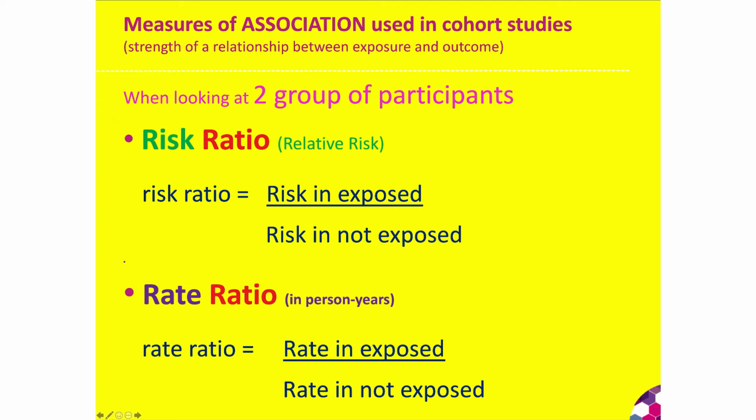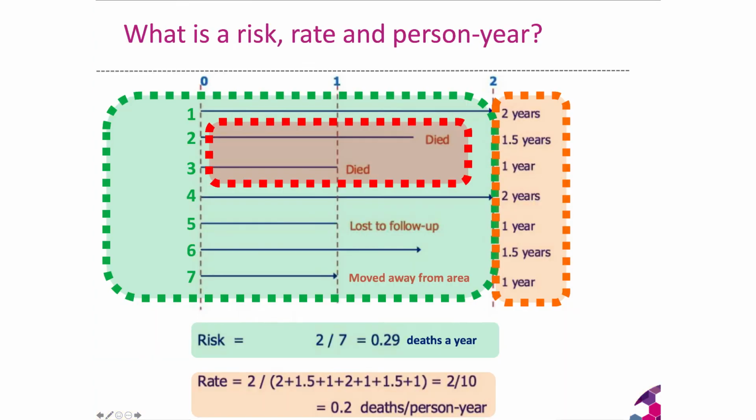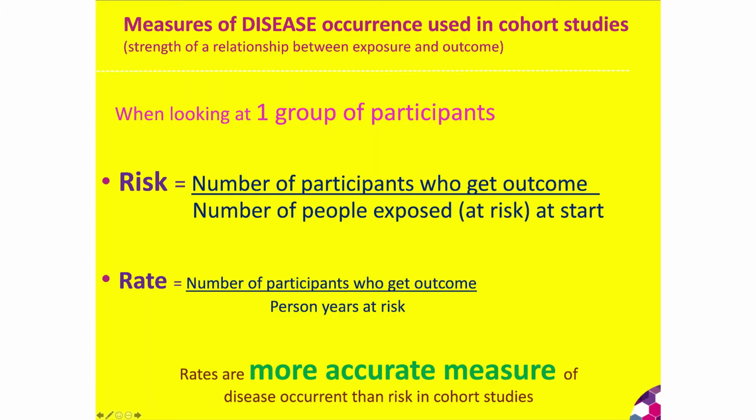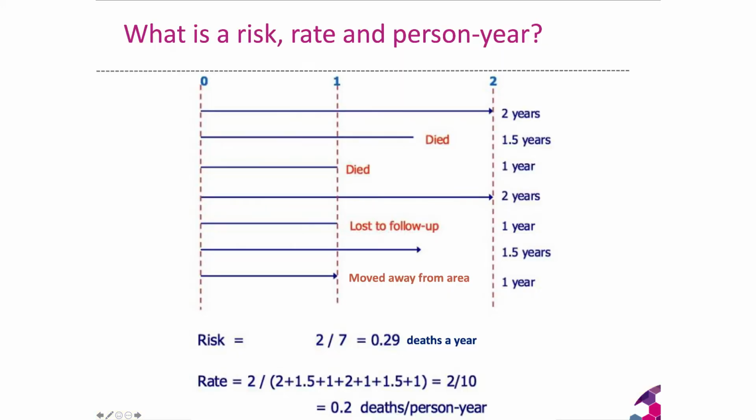Now, just a reminder, we went through what a risk and a rate was before, and that was here, where risk is the number of participants who get the outcome divided by the number of people exposed at the start of the study. And the rate is the number of participants who get the outcome, so the numerator is exactly the same for risk and rate, but the denominator is the different thing. For rate it's the person years at risk, not the number of people exposed at the start of the study.